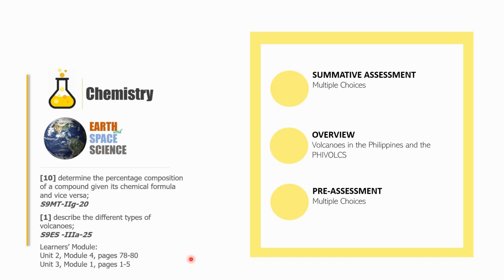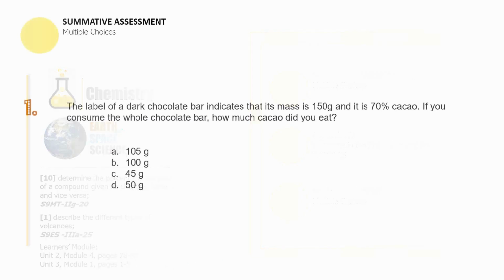So let's proceed. The first part is a summative assessment. I hope that you have your science notebook near you, a pen, and also a clean sheet of paper in the absence of your Science 9 notebook. Alright, once they're ready, let us take together the first item. Label this part of the session as summative assessment, multiple choices.